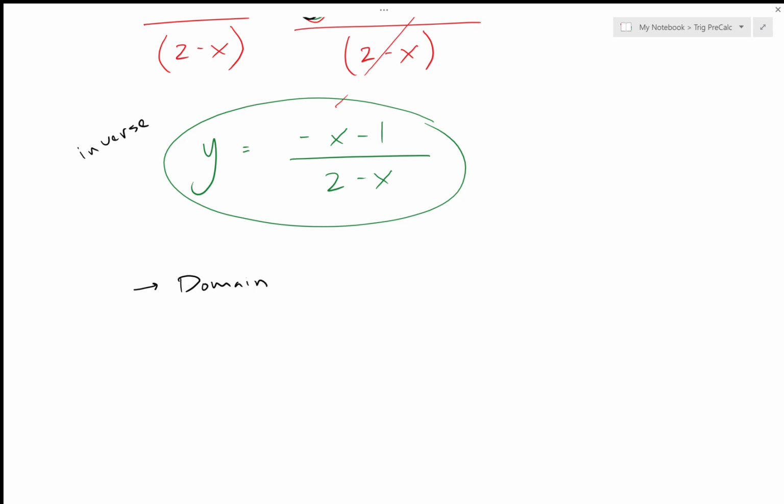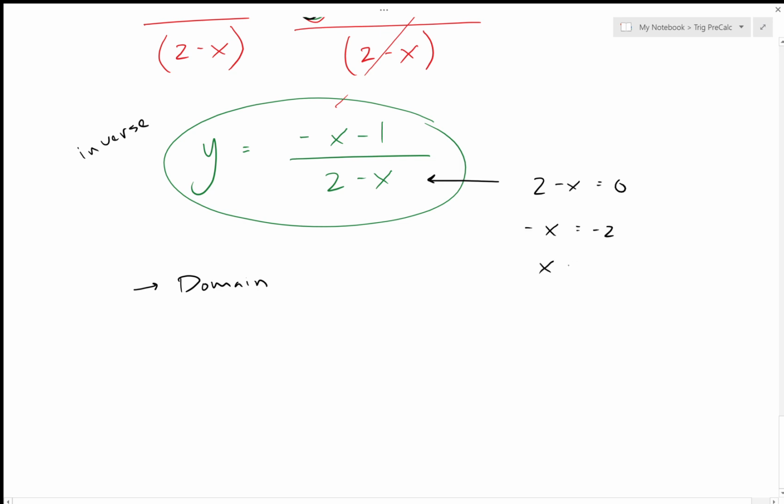That makes it, what's the word? Oh, I forgot the word. Undefined. Why did I go blank? Undefined, 0 on the bottom is undefined. Anyways, so anywhere there's a 0 on the bottom, we cannot have that in the domain. So basically just set this equal to 0 and solve it.